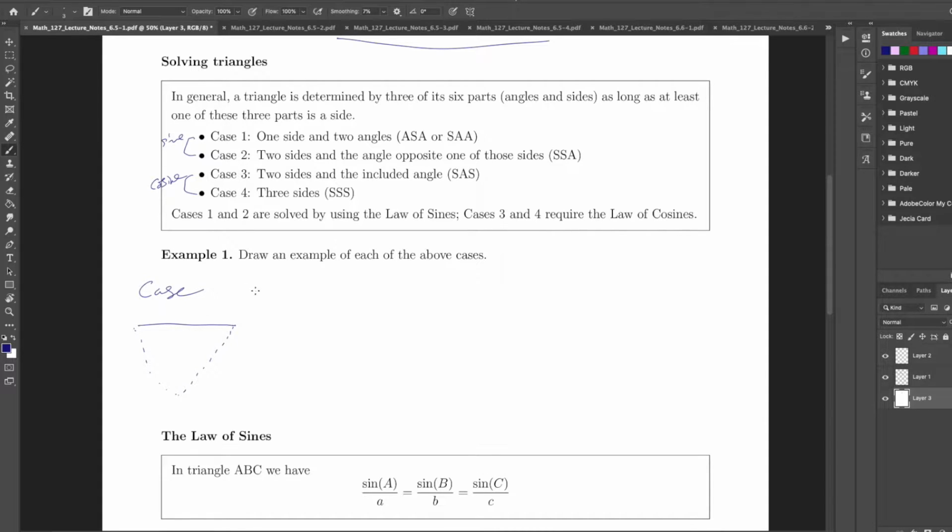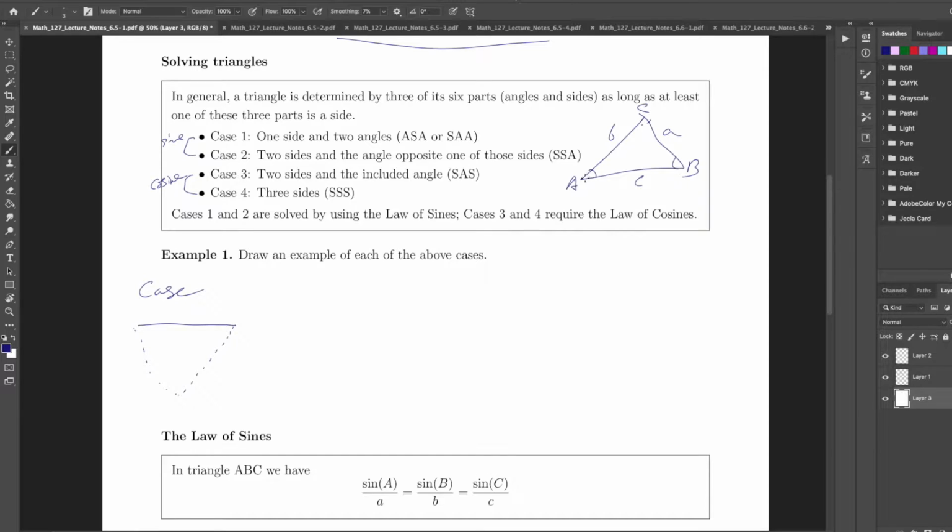Before I do all this, let's define a default little triangle here. We're going to have angle A, which deals with this angle, and the opposite side will be lowercase a for this side. We'll have angle B here, and the opposite side will be lowercase b, and then angle C, this angle right here, and opposite would be lowercase c.